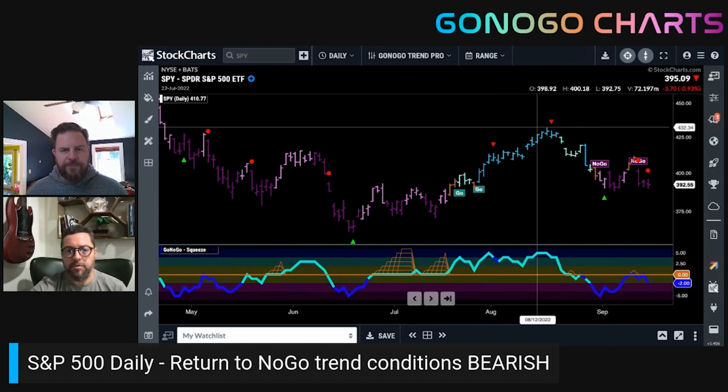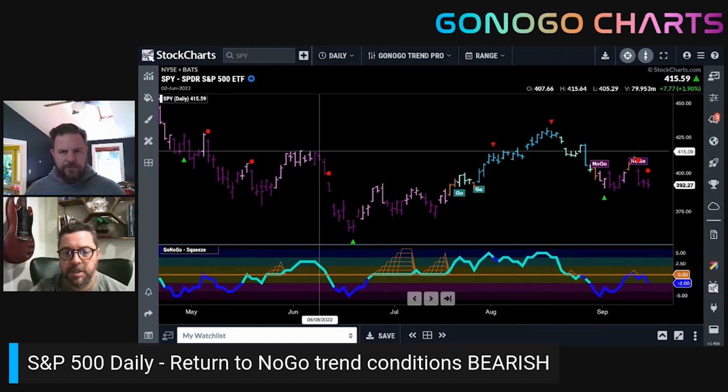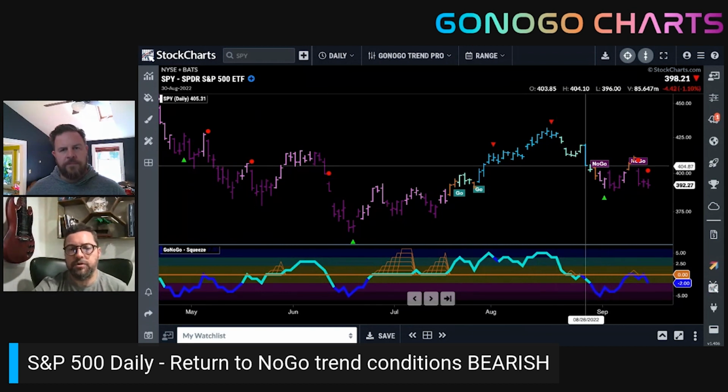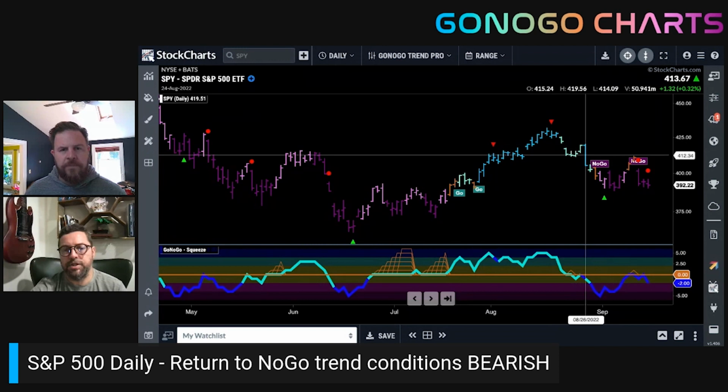Yeah, we tried to get into that go trend in July. We moved significantly higher. We actually made a higher high than we had back here in June. But then we rolled over quickly and entered a no-go again. And we saw that the oscillator went below the zero line just before that, which gave us a bit of a lead and tipped us off to the changing conditions.